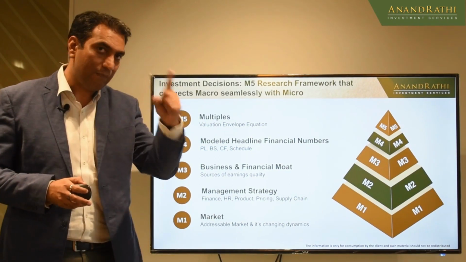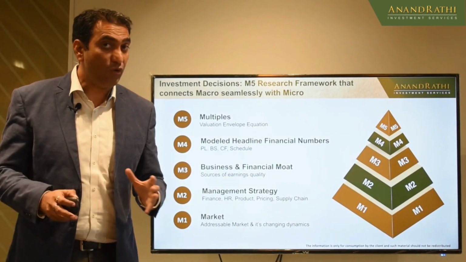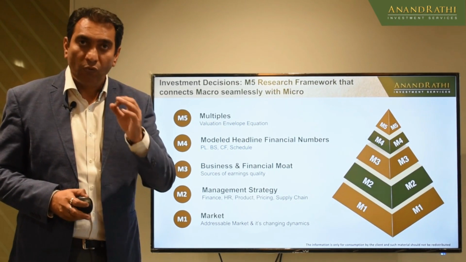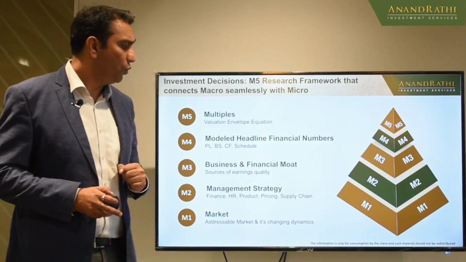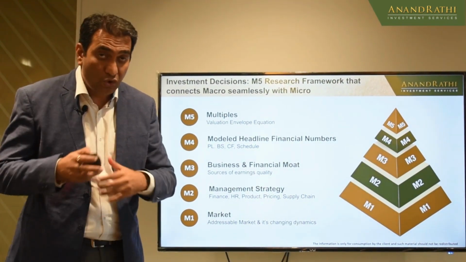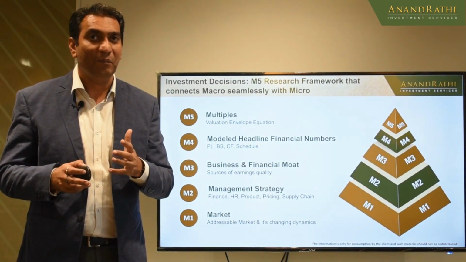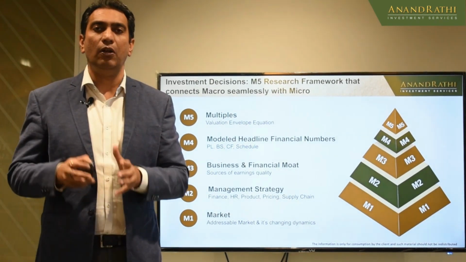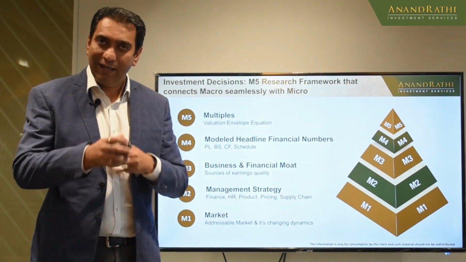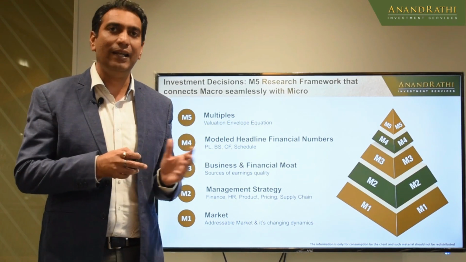M5 comes first is market. Second is management strategy. Whichever stock they select, what is the management strategy? Added to that, you have moats of the business, that is triggers, which are the main triggers of the business. Then financial modeling. They pin down the profit and loss, balance sheets and everything together, and they do a financial modeling, and then accordingly they set.